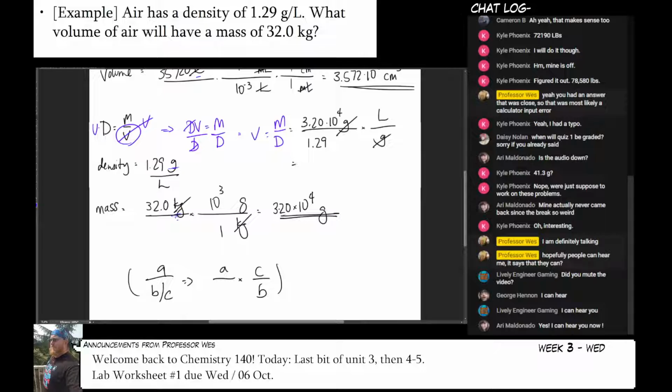It is 3.20 times 10 to the 4 divided by 1.29. And I get 24,806, which should be 3 sig figs. 24,800 liters. So to get 32 kilograms of air, you need 20,000 plus liters of air, which sounds absurd, but air is very light. You need a lot of air, a large volume, to get any mass at all.